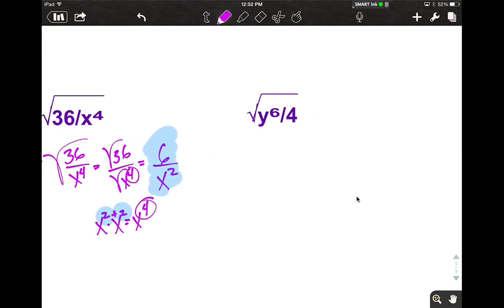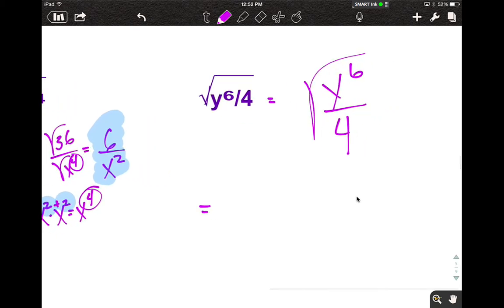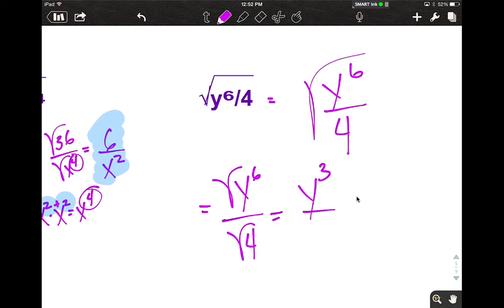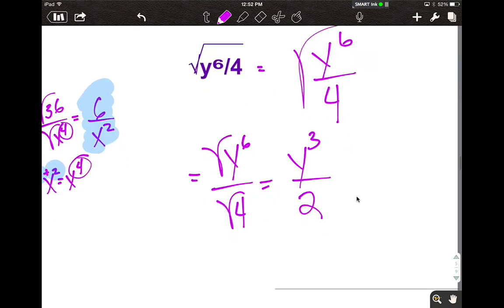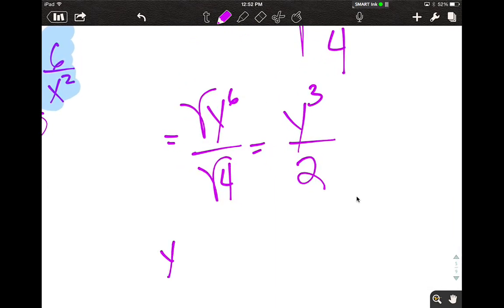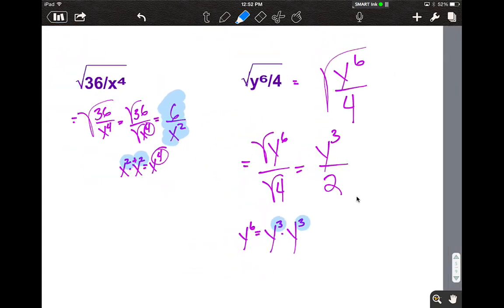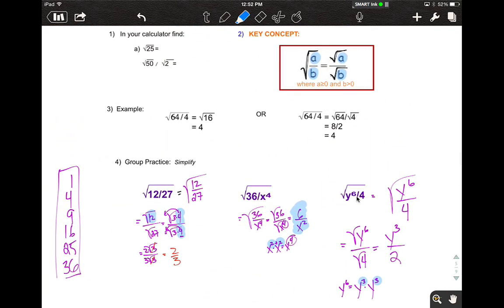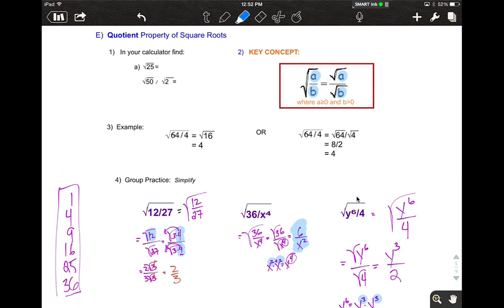And then one more. We have the square root of y to the 6th over 4. Let's split that up into the square root of y to the 6th over the square root of 4. This is y to the 3rd, and this is 2. Why is it y to the 3rd? Because y to the 6th comes from y to the 3rd times y to the 3rd. Why do you get 6? Because you add those two exponents together. So this is how it would work with dividing, the quotient property.